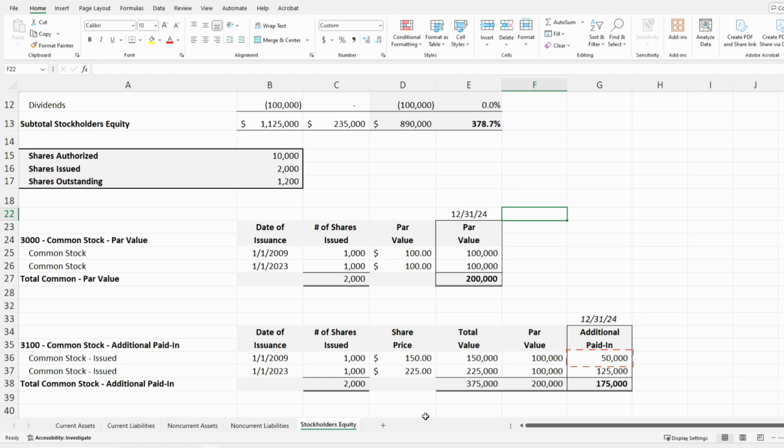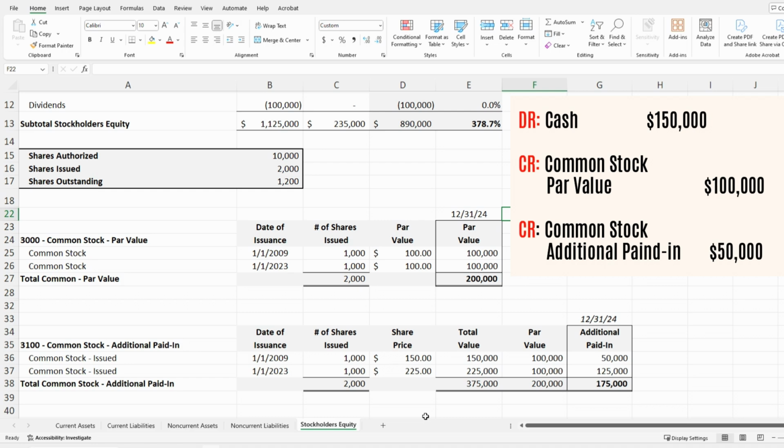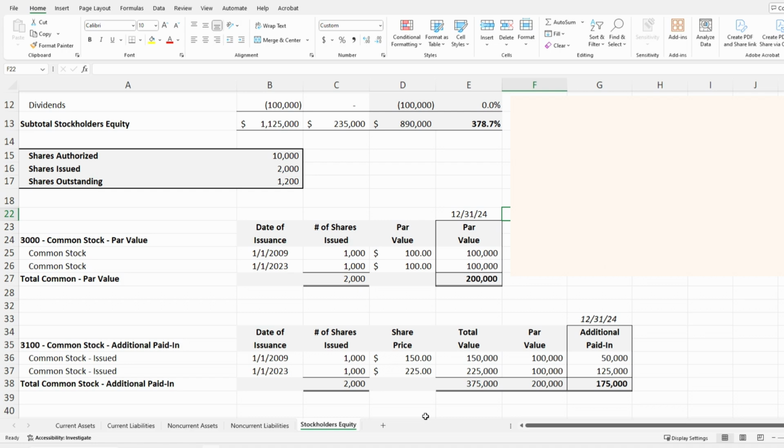So when we record that entry, we're going to debit the cash for $150,000. We're going to credit par value stock for $100,000, and then we're going to credit additional paid-in capital for the difference, the $50,000. So that's how you break down when you issue shares between par value and additional paid-in capital.